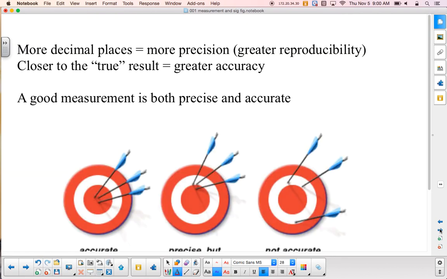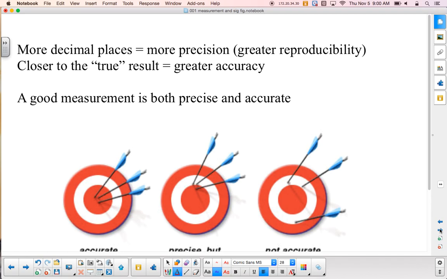There are 2 ideas that are very important with measurement. Those include precision and accuracy. The more decimal places you have, essentially the better the instrument you are working with, and that's going to lead to greater precision.